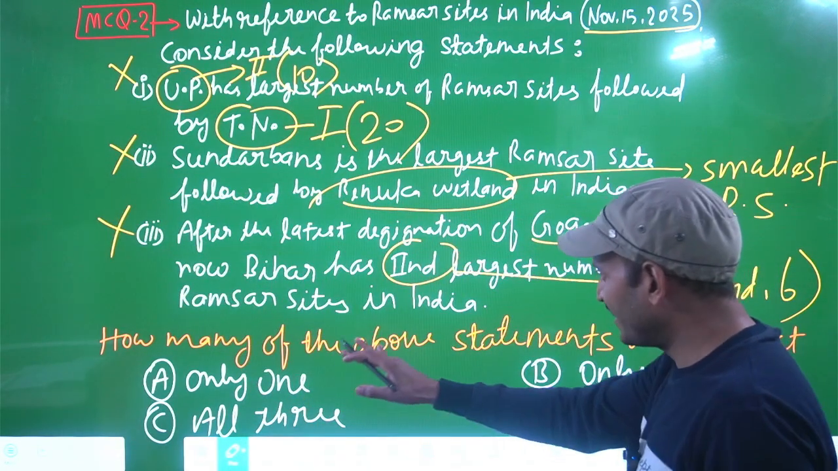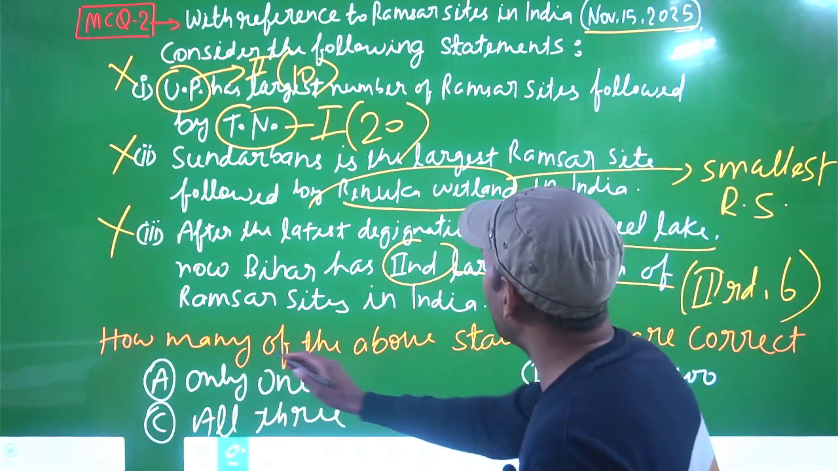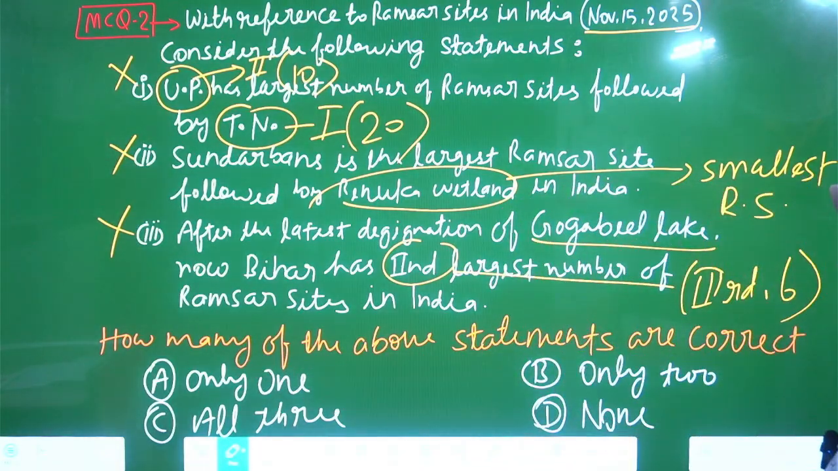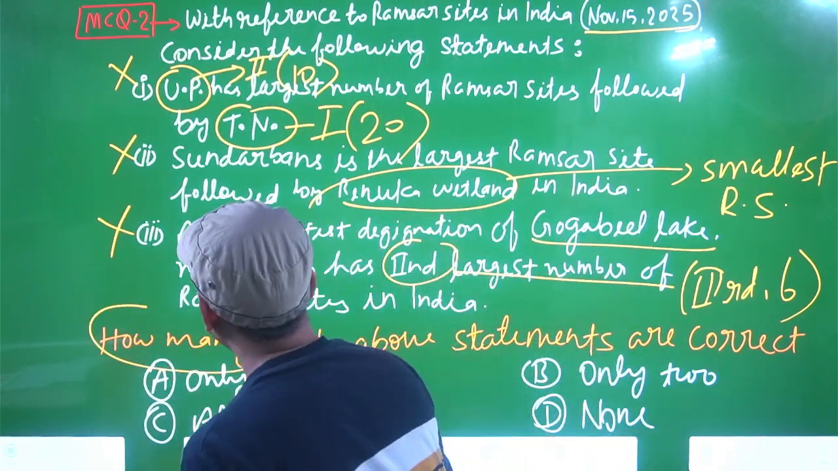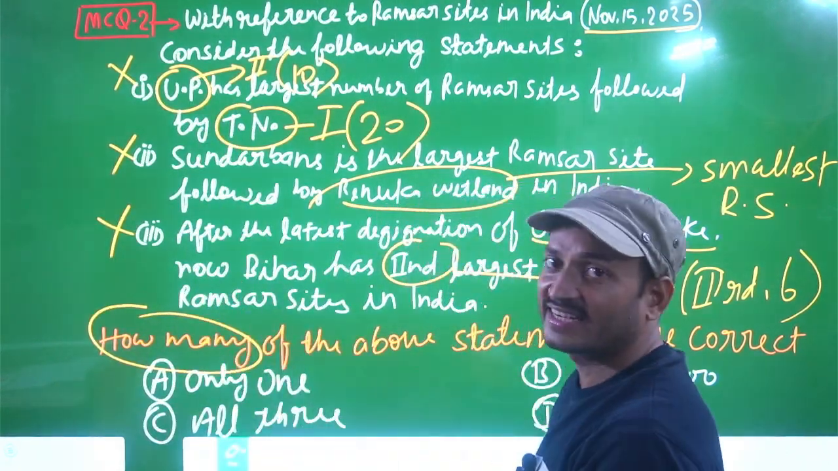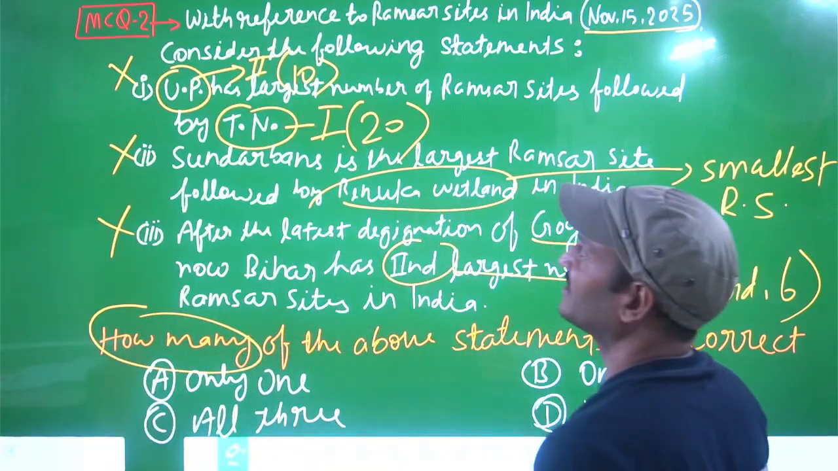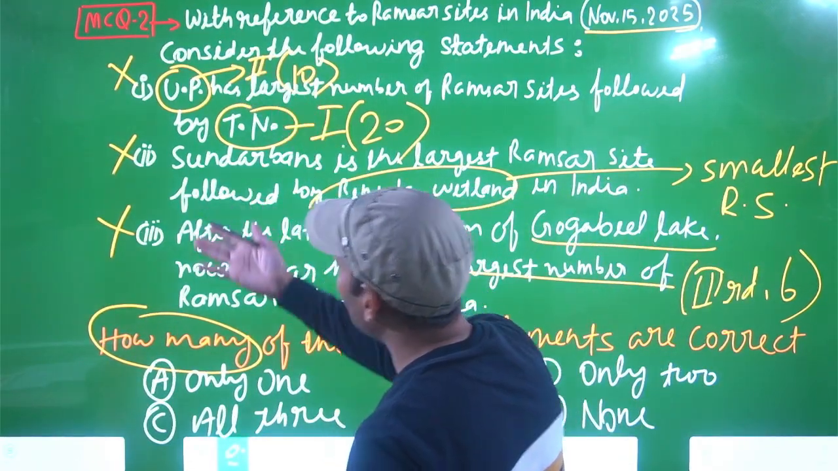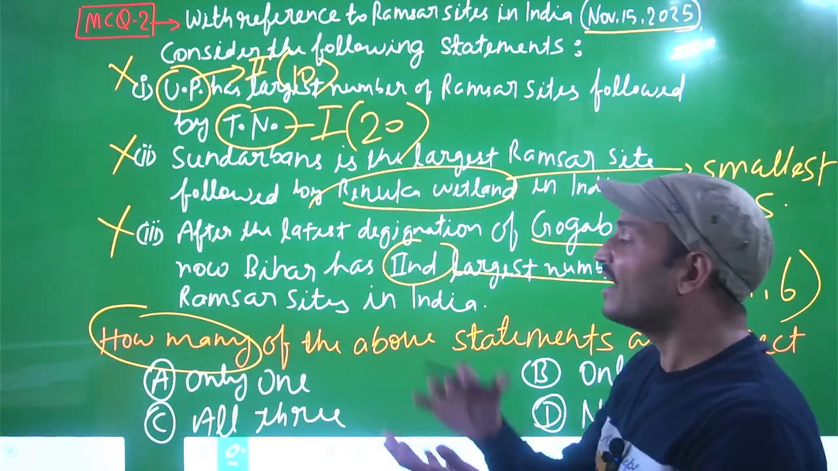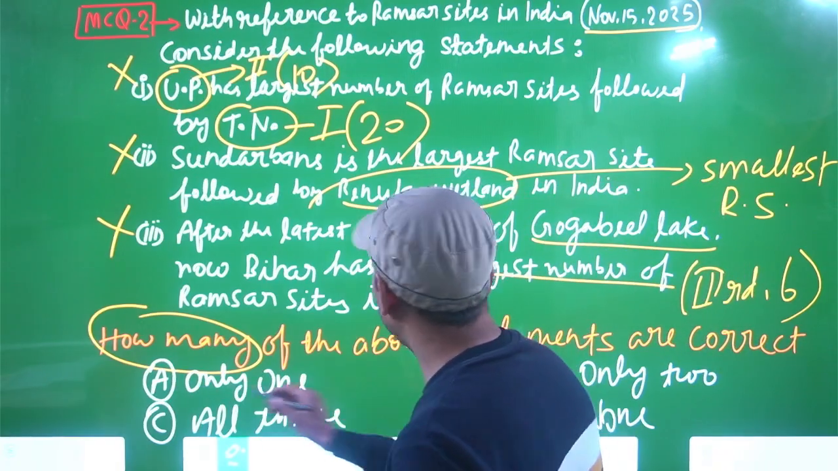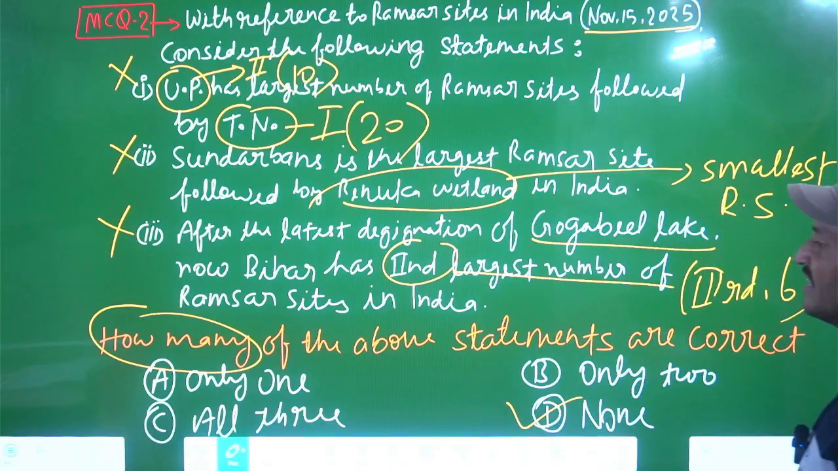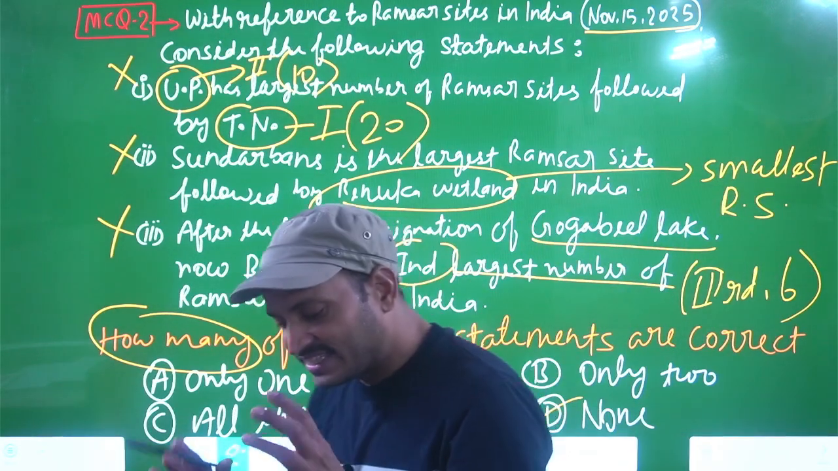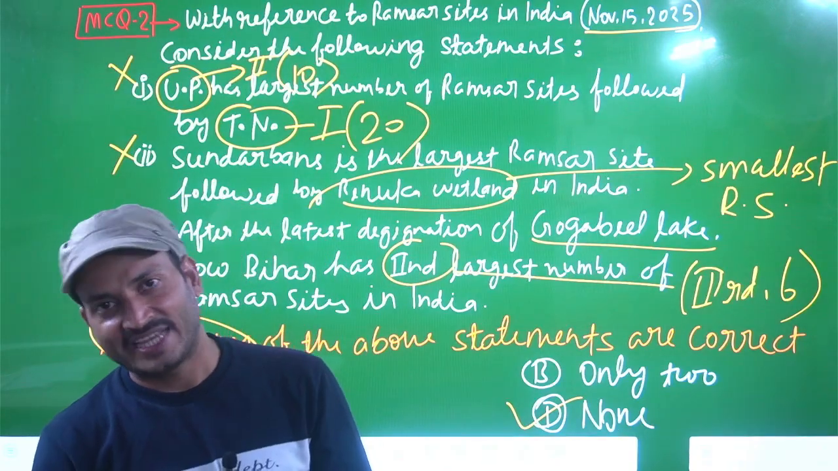Now, finding out the right option here, how many of the above statements are correct? My friends, note down the words here. How many? It is not asking which statements are correct. It is asking how many statements are correct. And we see no statement is correct. So only one, only two, all the three, nothing. The answer is D, none, meaning no statement is correct. So this is all about the Ramsar convention today.